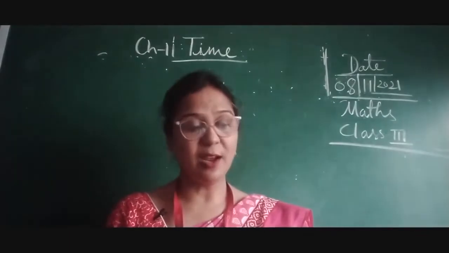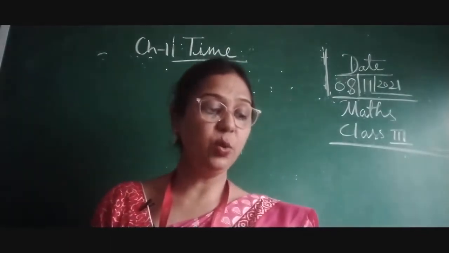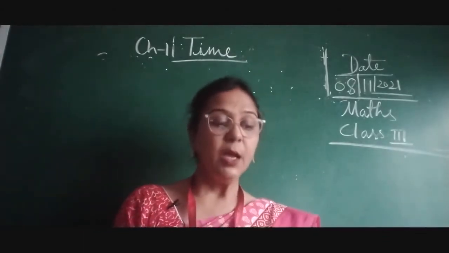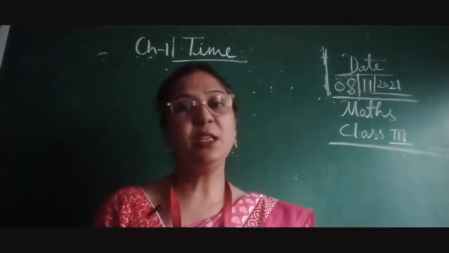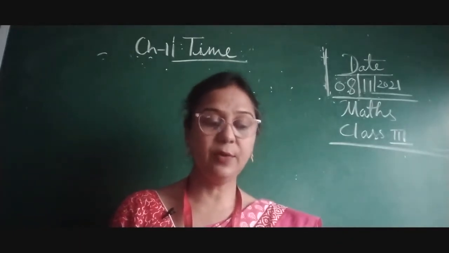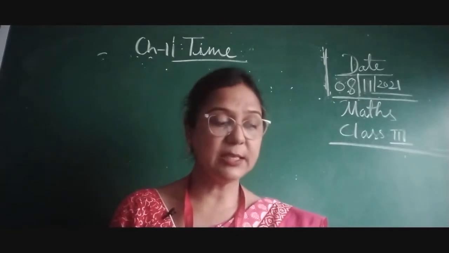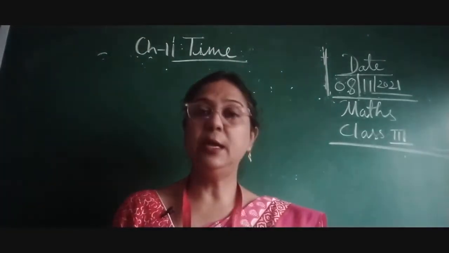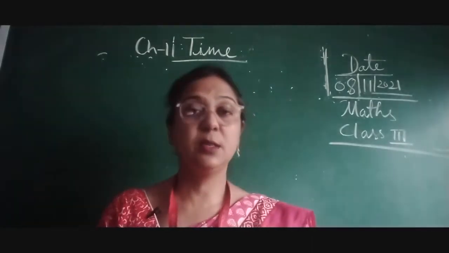So children, today we are going to start our next exercise that you can find on page number 161 in your Perfect Mathematics book. Please turn over your page. This is page 161, chapter number 11, and the exercise is exercise 11.3. We have already done reading time in hours and in 5-minute correctness.